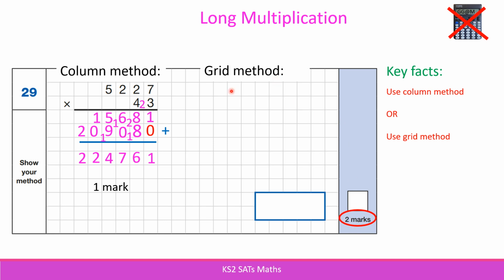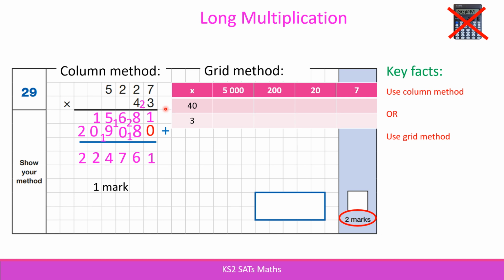So the grid method splits this number up, 5,227 and 43, into its place values. So 43 becomes 40 10s and 3 1s.